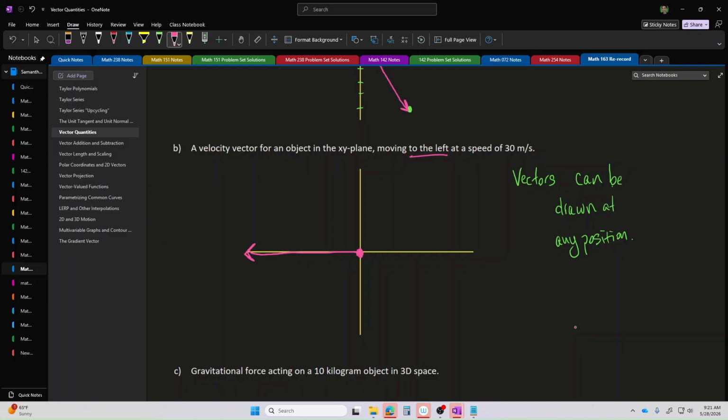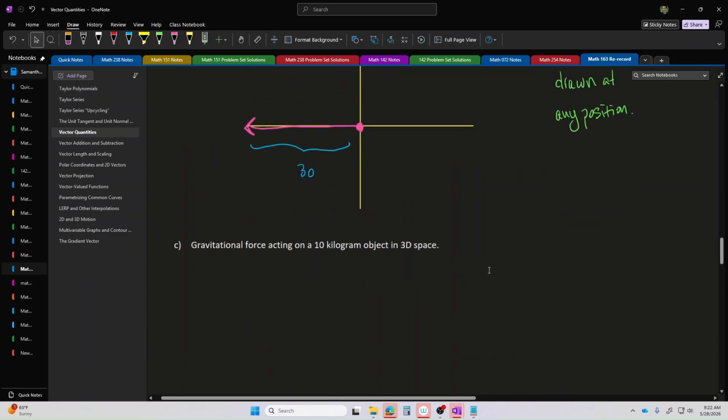I'm also going to draw this vector with a length of 30 units. The reason I'm drawing it with a length of 30 units is because I'm told that the object is moving with a speed of 30 meters per second. And I remember that the magnitude of velocity, the length of velocity, is representing the speed of the object's movement. So this pink vector stretching 30 units to the left would be a drawing of the velocity vector for this object, moving to the left with a speed of 30 meters per second.